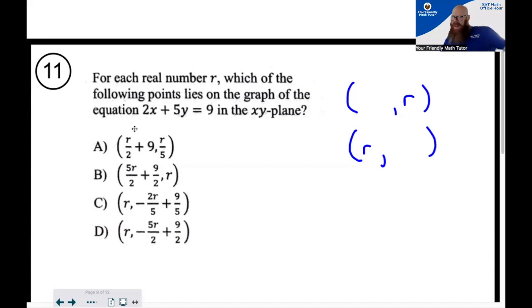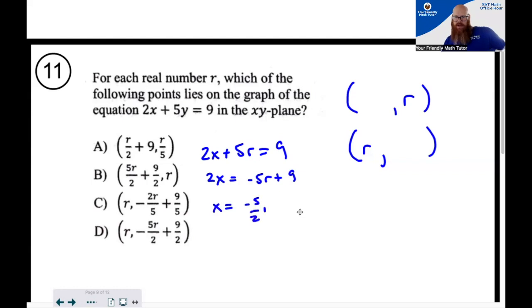That makes me lean away from A because that doesn't have an R in either position. I'm not going to get rid of it yet. I guess it is possible because they can do it in weird ways on the SAT. So let's just leave that going and choose one of these. Let's say I do the first one. I make y R. So I get 2x plus 5r equals 9. And then what I'm going to do is just get x by itself. So 2x equals negative 5r plus 9. Divide everything by 2. So negative 5 over 2 r plus 9 over 2.